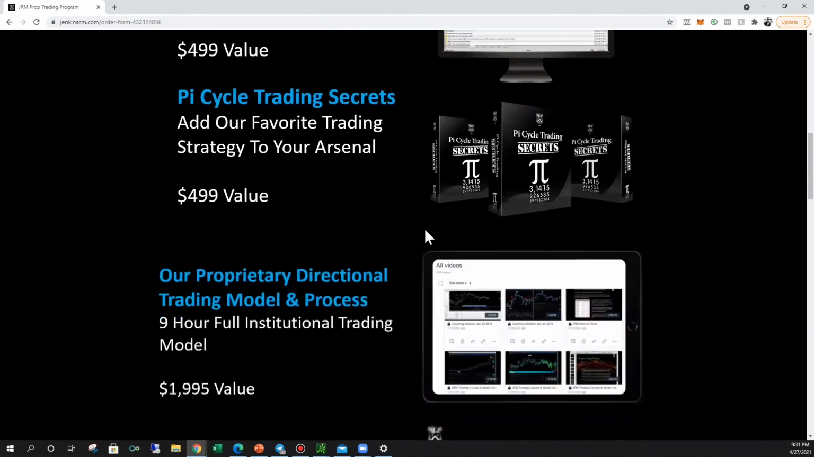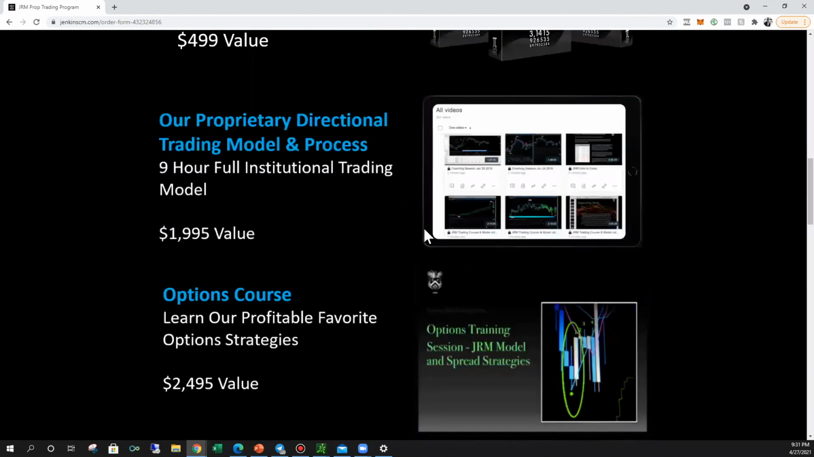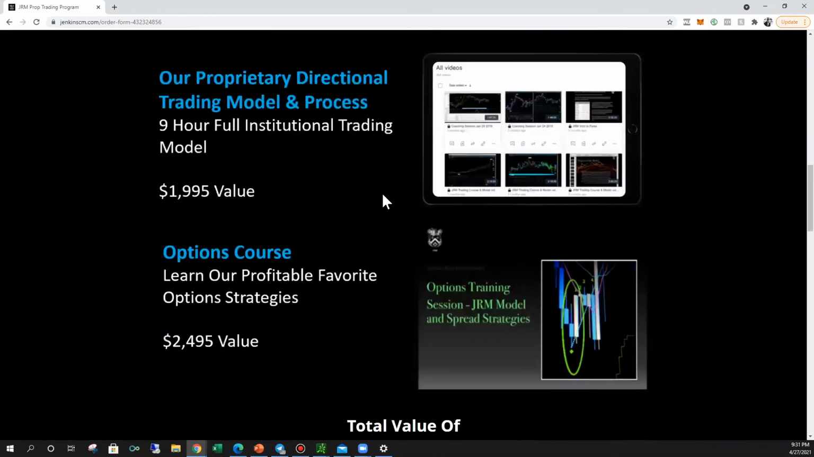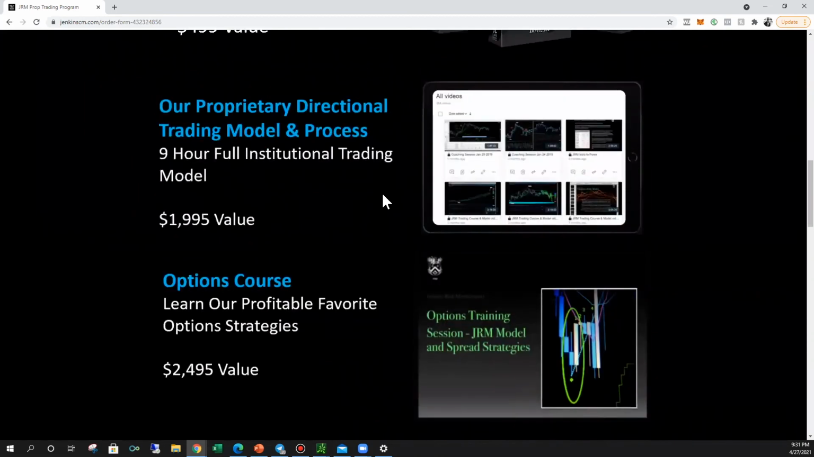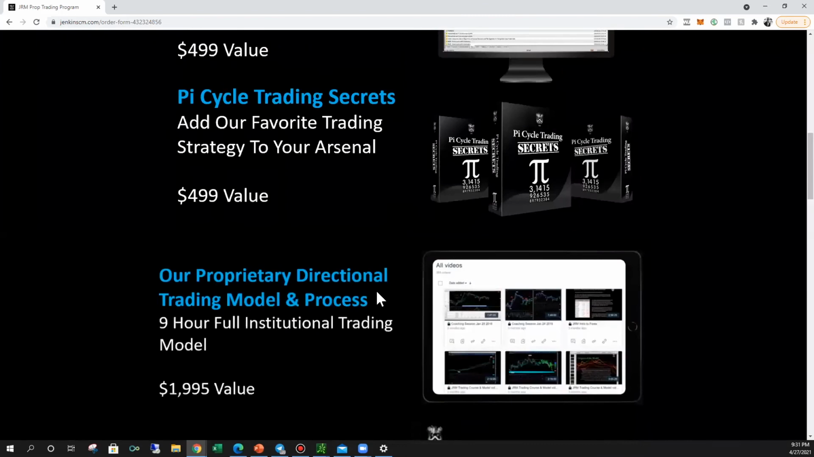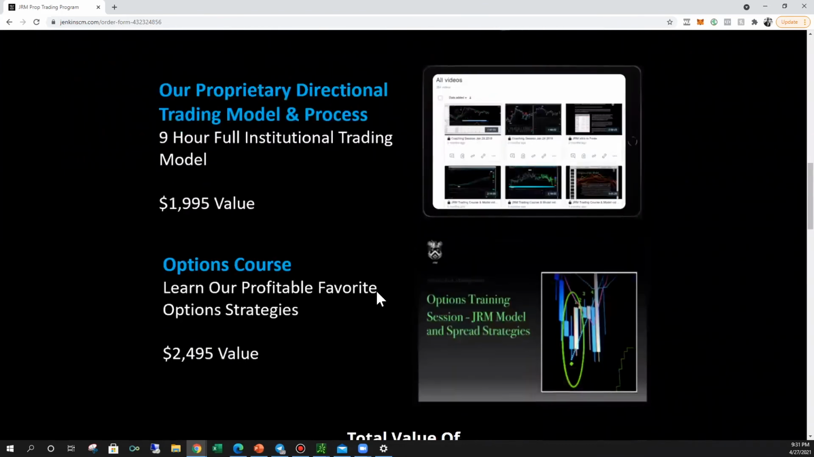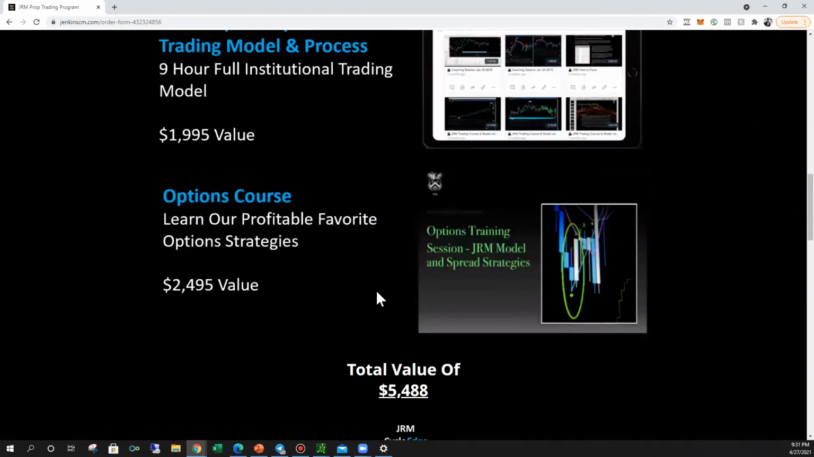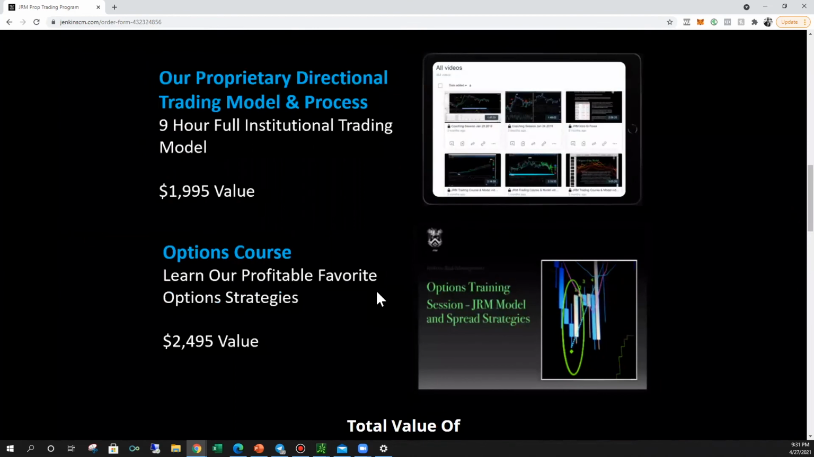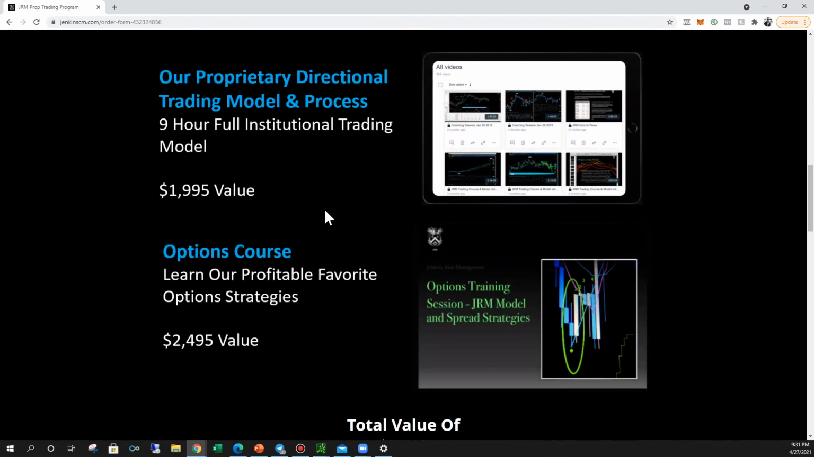Pi cycle trading secrets, probably the greatest discovery ever made in markets. Our entire directional model we used on the fixed income desk. We covered all the primary dealers, hedge funds, big hedge fund shops. We did this for 10 years. Gosh, that alone is amazing. Everything that we used to trade directionally and talk to all the big banks is right there.